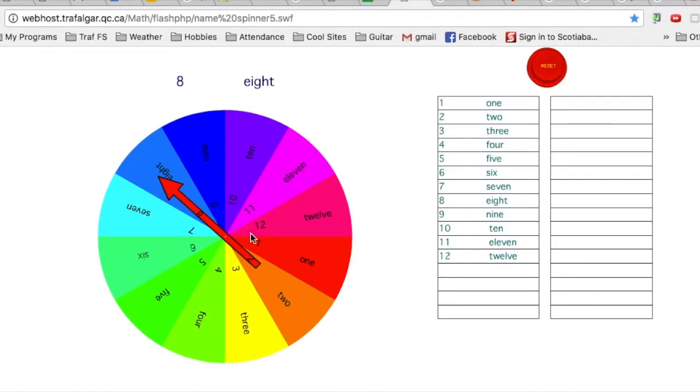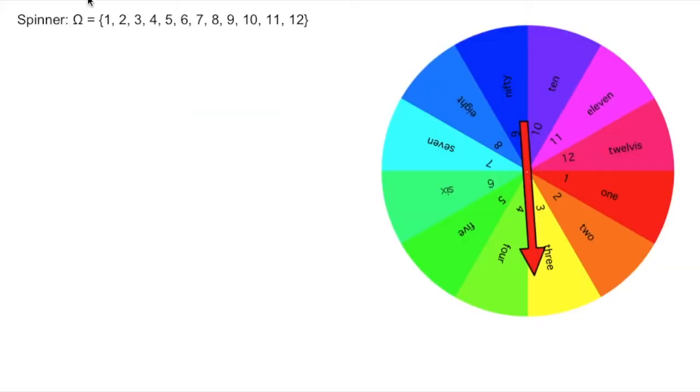Let's say you have a spinner like this, a number spinner, and every time you click on the arrow, it spins and picks a number. If I press reset, each time I spin, I can pick a different number. So this is totally random. I can get 9 twice in a row, or 3 times in a row. Not very likely, but these are the different outcomes that I can get. The spinner would have an omega of 1, 2, 3, 4, 5, 6, 7, 8, 9, 10, 11, 12. Those are all the different outcomes you can get.